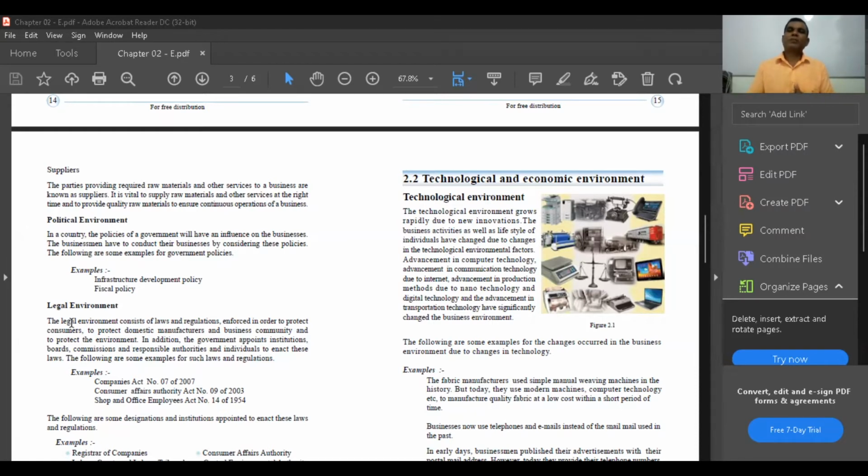Now, as for the external business environment, we already learned that these are factors that affect the business from outside. The external business environment cannot be controlled by the business, because though they affect the business, they are externally affecting it. There are different environmental factors. We already learned the political environment and the legal environment, and how the political environment affects the business externally.